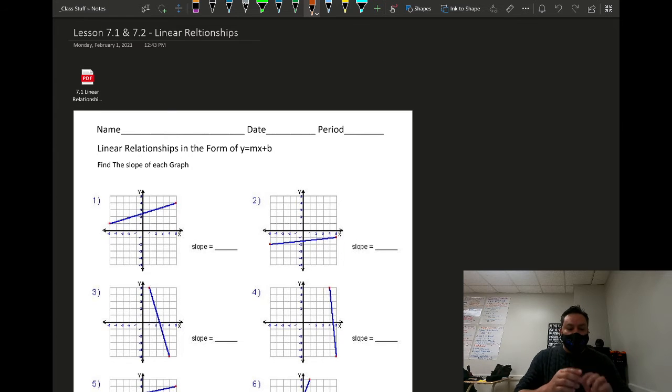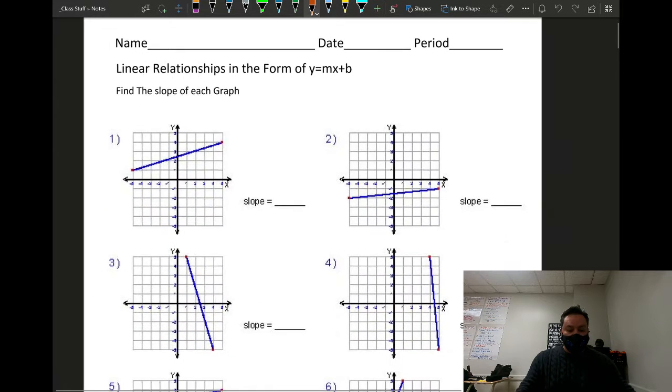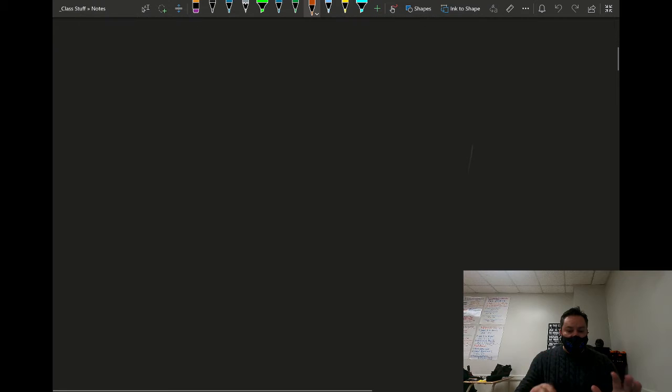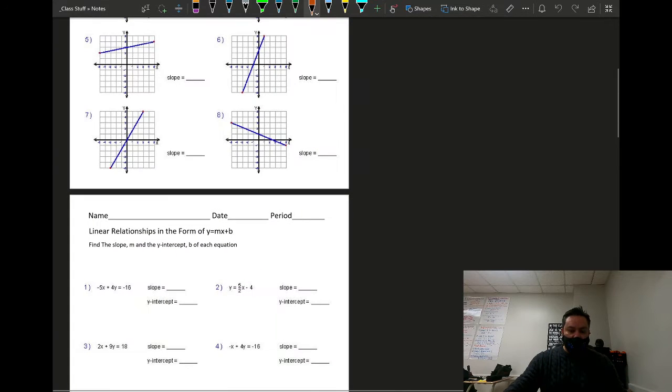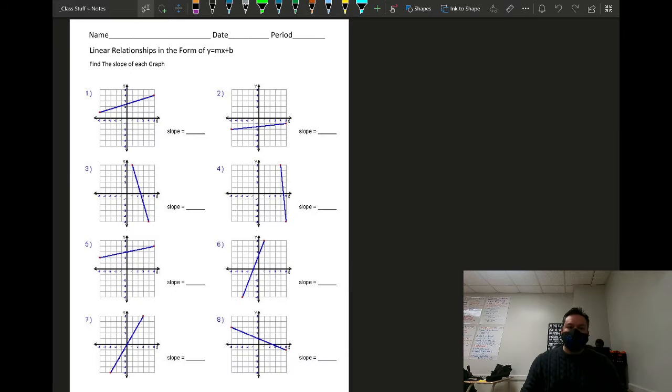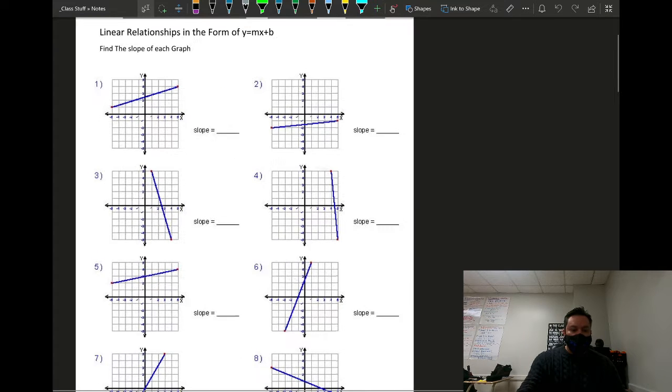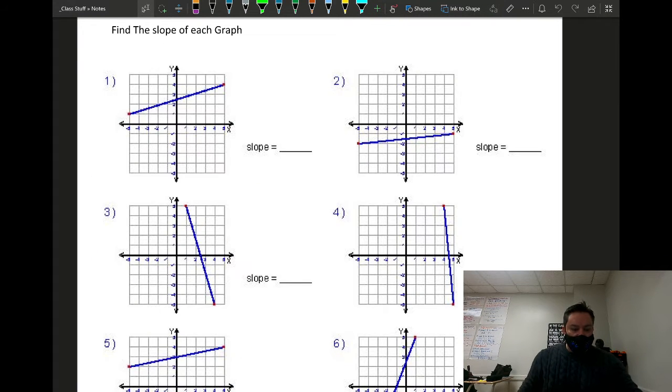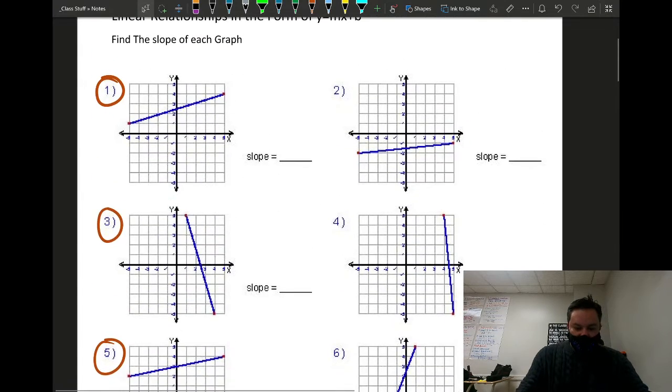So let's go ahead and get started. In this one, we have a few graphs, and we also have a few equations, and we're just going to find the slope, and we're also going to write the equation. I'm going to do a few of these problems, so let's go ahead and get started on this page. Let's look at the first one.